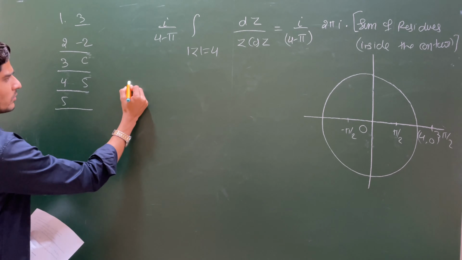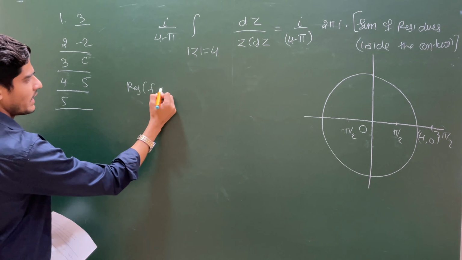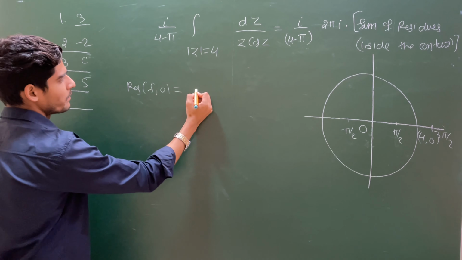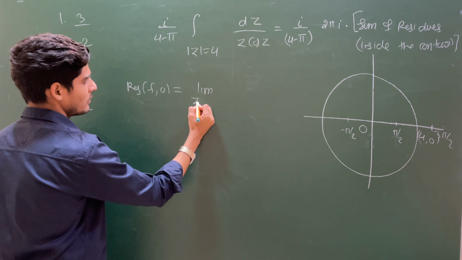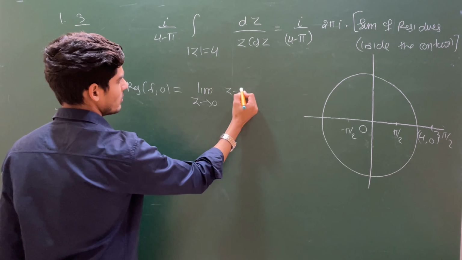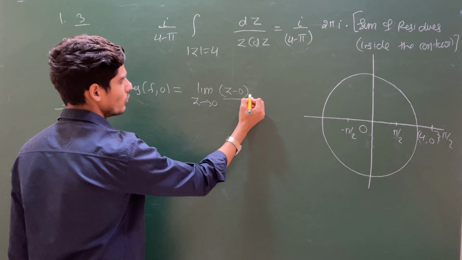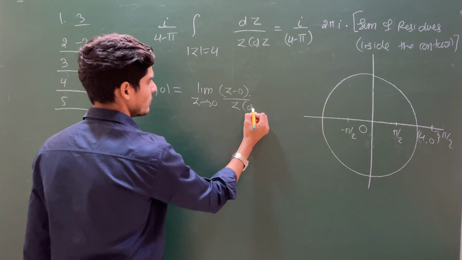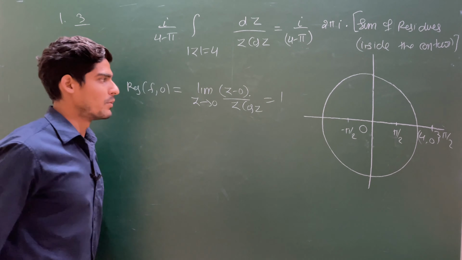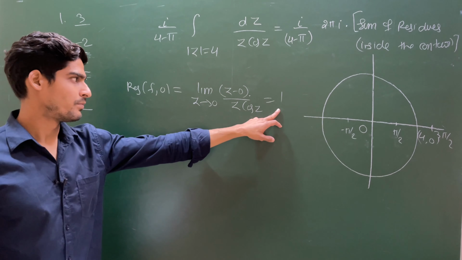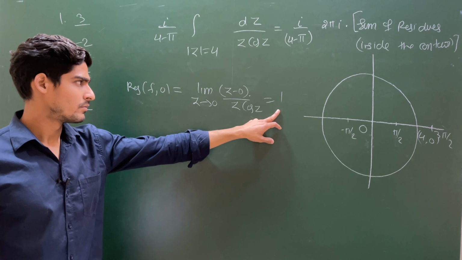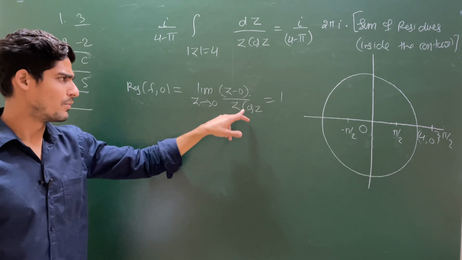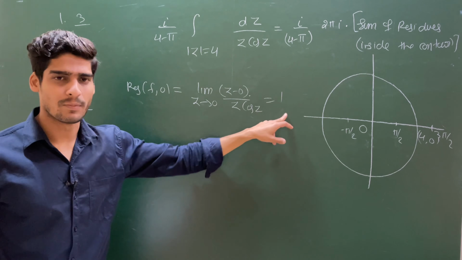Let us compute. Residue of f at point 0 will be limit z tends to 0, z minus 0 into the function. Your function is 1 upon z cos z. So the value will be 1, because z and z will get cancelled out. 1 upon cos z, as z approaches 0, will approach 1.